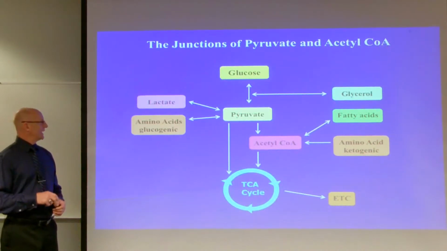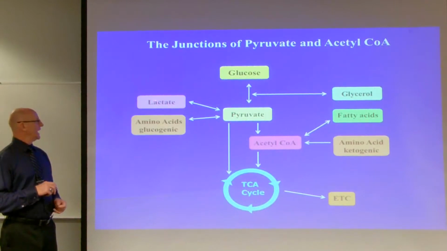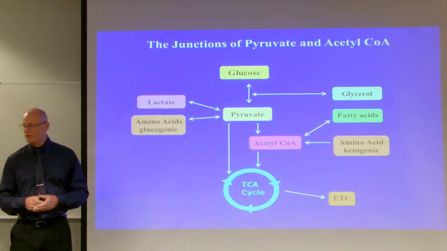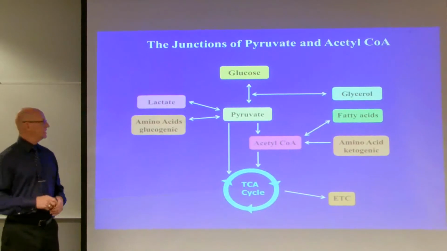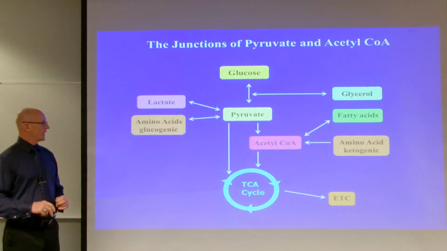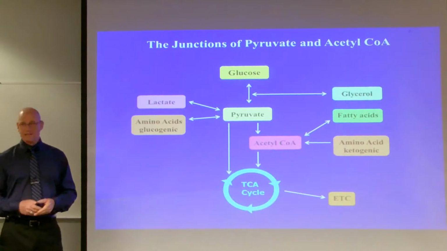And then the lactate, again, like I said, pyruvate can go to lactate, and lactate can go back into pyruvate. So that's the overall look at the junctions of pyruvate and acetyl-CoA. But acetyl-CoA cannot go back to pyruvate. It's the committed step to go either into the citric acid cycle or possibly make fatty acid.